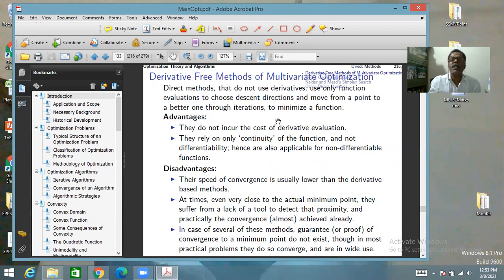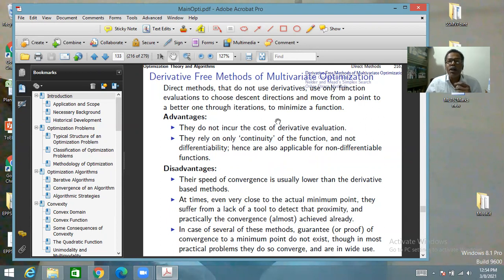They use only function evaluations, quite a few of them, to figure out the appropriate descent directions, and then from the current point, move to a point, preferably generally along a descent direction to minimize a function. Now, obvious advantages are that derivative evaluation does not have to be done. There is no need to evaluate derivatives, which may be costly. And they rely on only continuity of the function, not differentiability.